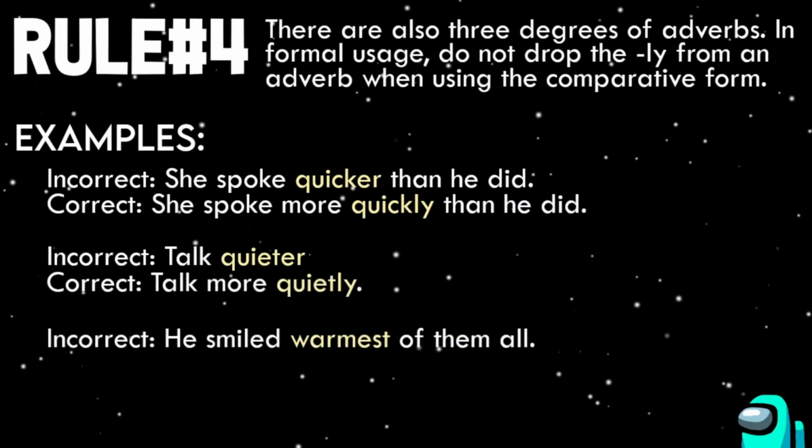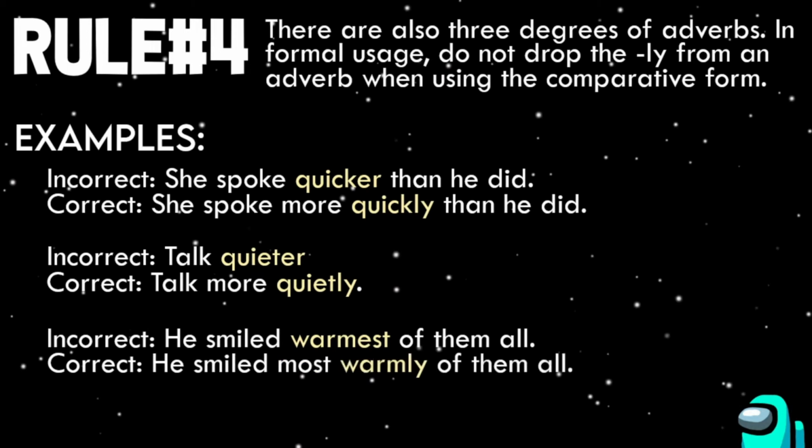Example number 1. Incorrect. She spoke quicker than he did. Correct. She spoke more quickly than he did. Example number 2. Incorrect. Talk quieter. Correct. Talk more quietly. For the last example, incorrect. He smiled warmest of them all. Correct. He smiled most warmly of them all.